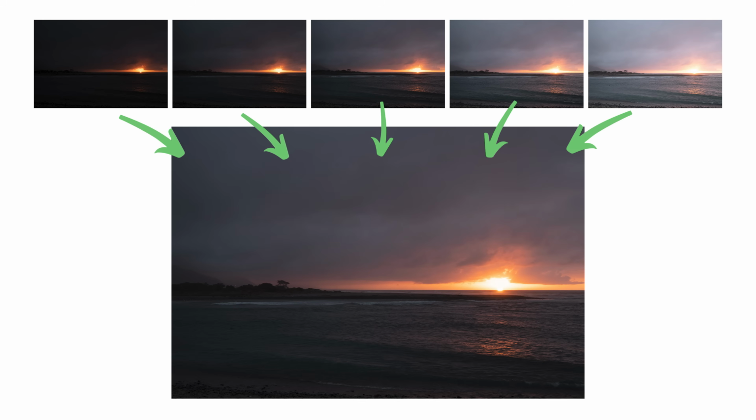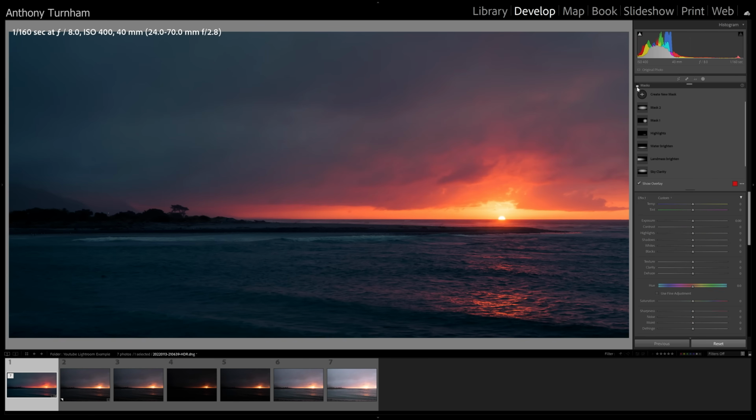We'll merge the bracketed shots together, I'll then do the global adjustments, and then we'll refine things with some custom masking using Lightroom's very cool new masking tools. And then we'll finish things off with a couple of my favourite approaches for colour grading.